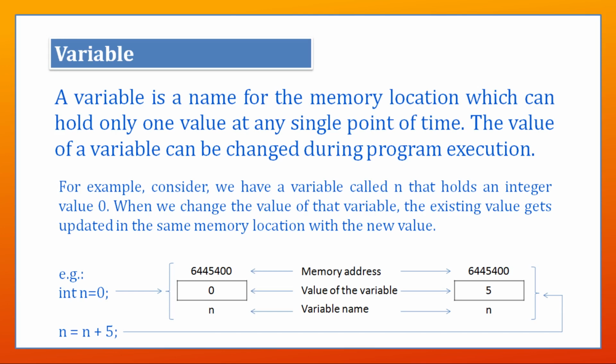Variable. A variable is a name for the memory location which can hold any one value during the program execution. The value of a variable can be changed during program execution. For example, consider we have a variable called n that holds an integer value 0. When we change the value of that variable, the existing value gets updated in the same memory location with the new value.